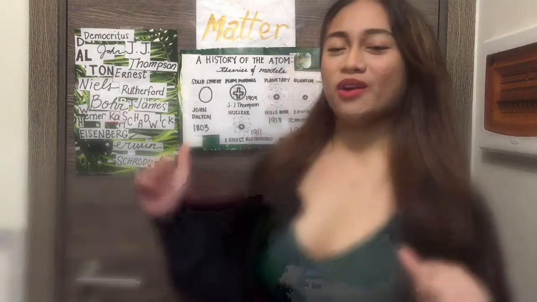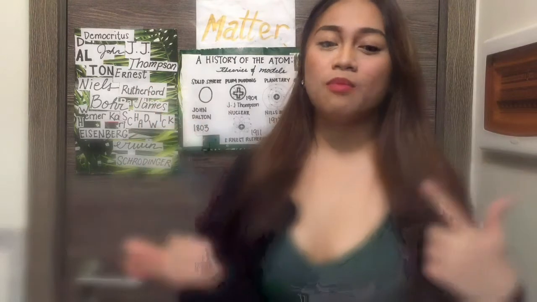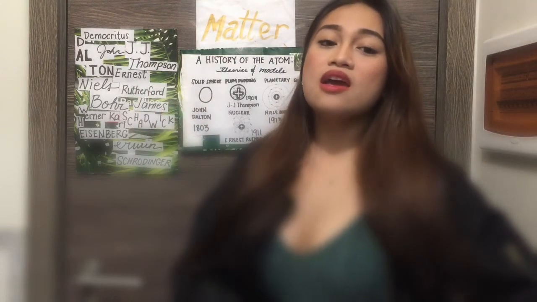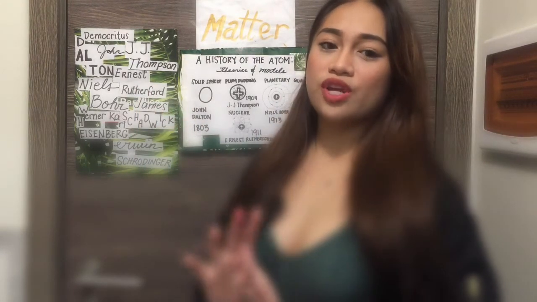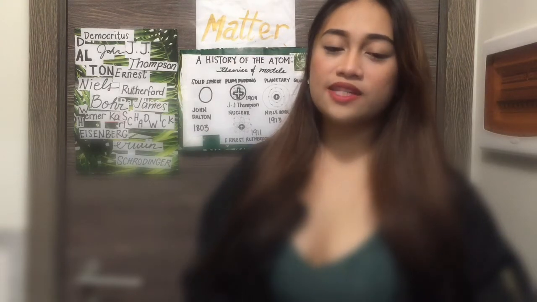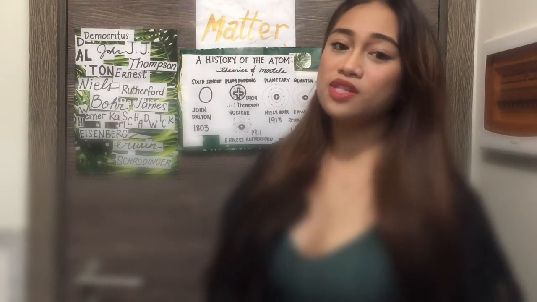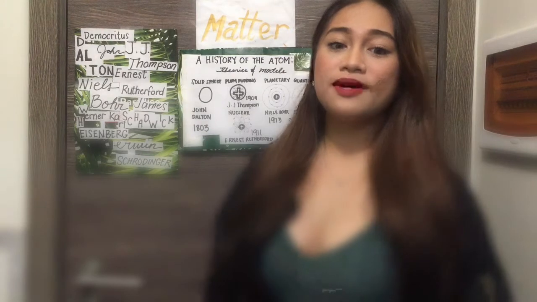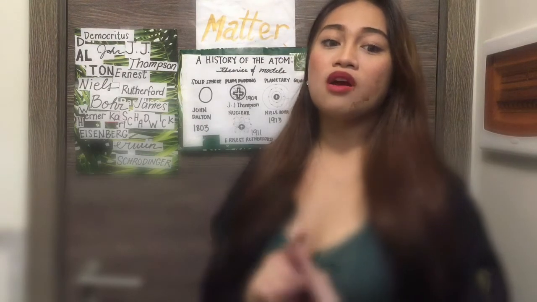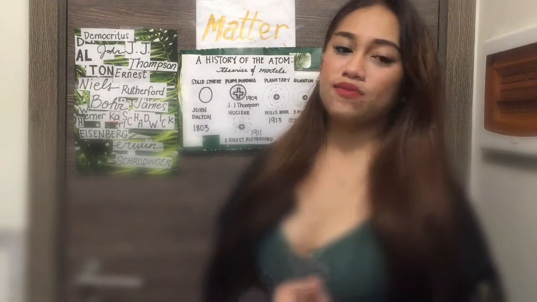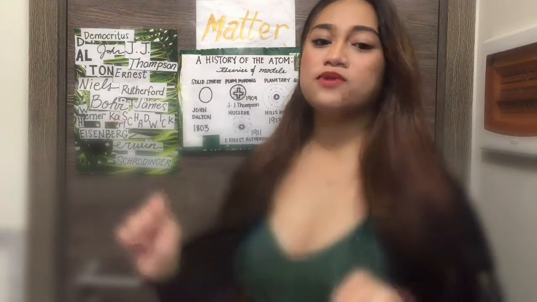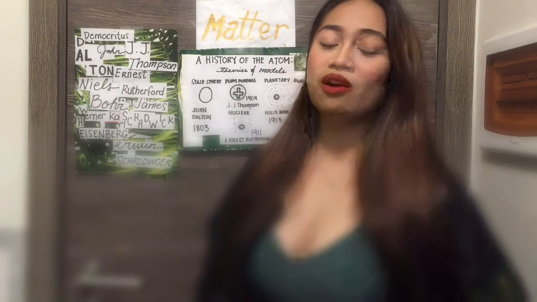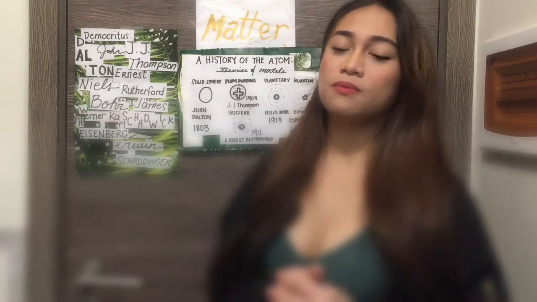Now let's go to the models. Let's start off with the solid sphere model by John Dalton. Dalton drew upon the ancient Greek idea of atoms. His theory stated that atoms are indivisible. Those of a given element are identical, and compounds are combinations of different types of atoms.